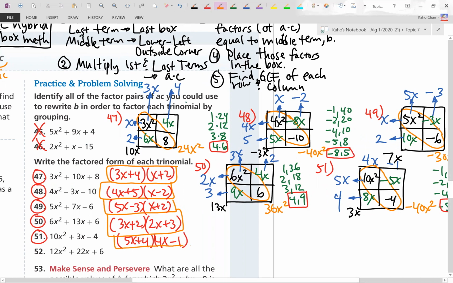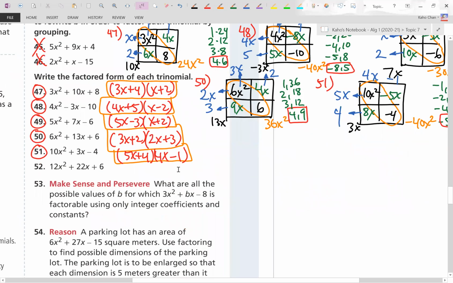All right, last problem in the section, here we go. Oh yeah, I got room right here. 52. Ooh, those are some crazy numbers there. Draw a box. First term, first box. Last term, last box. Middle term, lower outside corner. Great. Multiply the diagonal together.